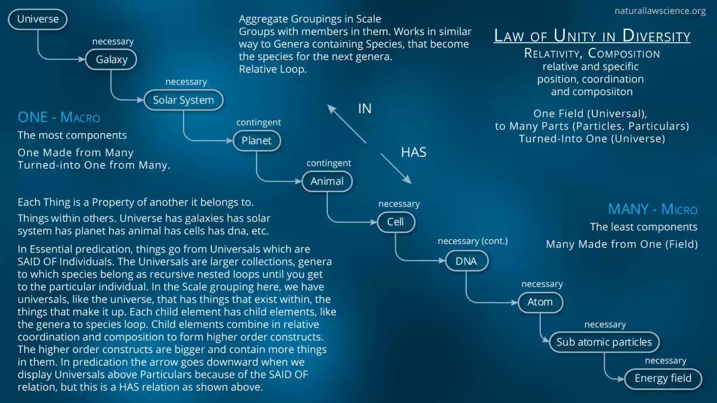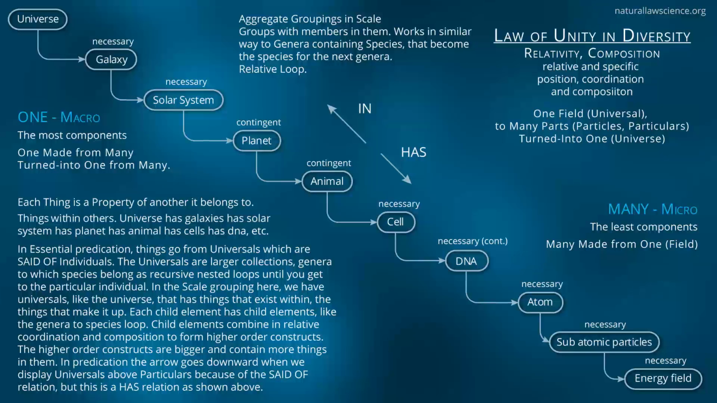After animals, then it groups into planets and stuff. But even from going from the subatomic particles, it's an aggregate grouping. The particles group into atoms, atoms group into DNAs, into cells, into animals, and on and on and on. So it's more of an aggregate grouping scale and not an essential or accidental predication. Although you can see aspects of essential and accidental predication in this scale infographic. That's not what I'm representing.